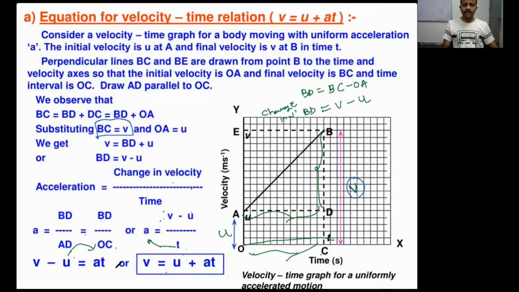Then minus U, when you take it this side, it will become plus U. So V equal to U plus AT. Is it clear, everyone? So the first equation of motion is V equal to U plus AT.